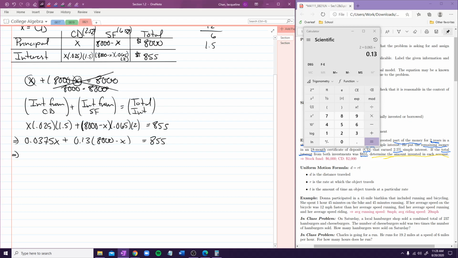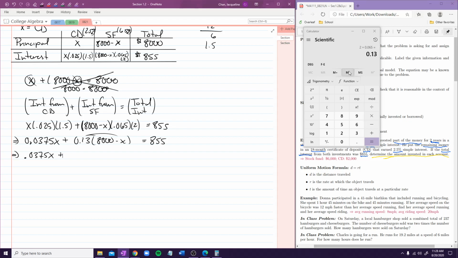So remember, our goal is to solve for x. But there's an x in this parenthesis. So what are we going to do? We're going to distribute this to free that x. So 0.0375x. For those of you that don't know, it doesn't matter if you put a 0 here. These two still mean the same thing. I'm just a little lazy, so I'm not going to do that.